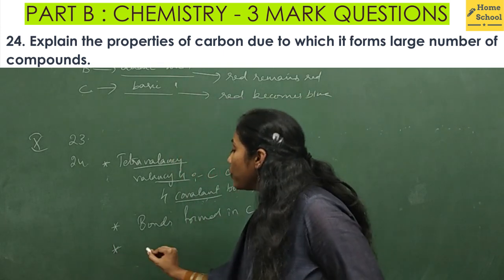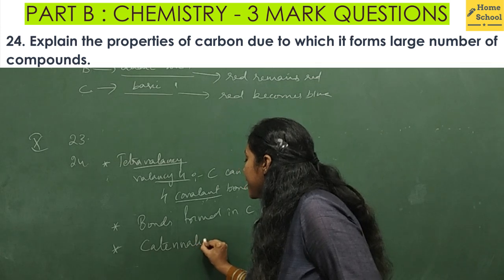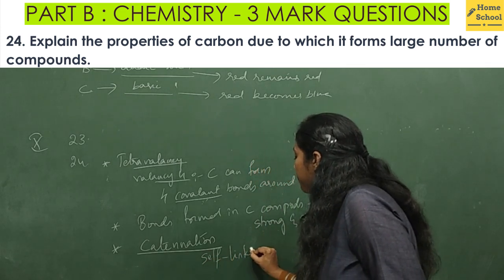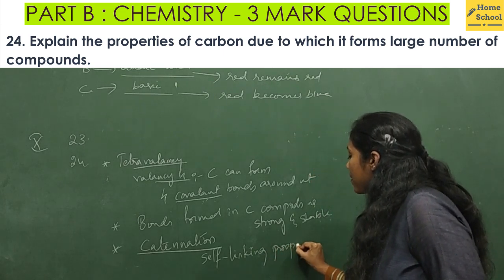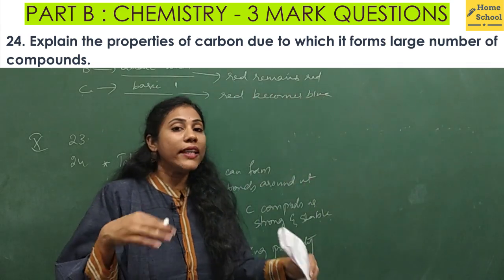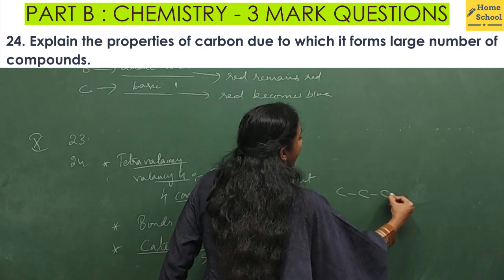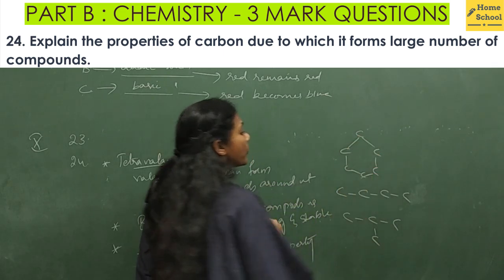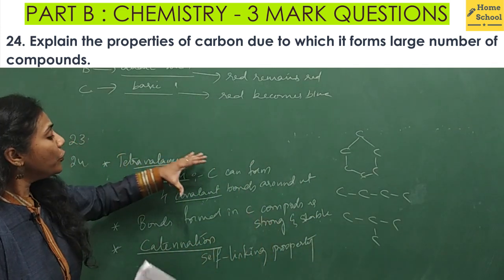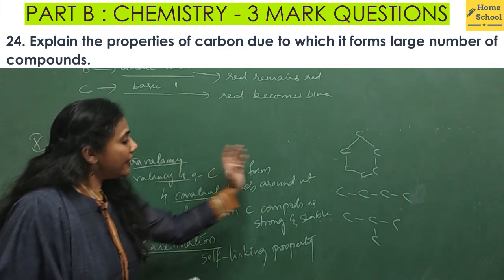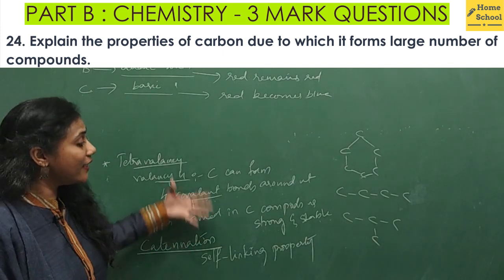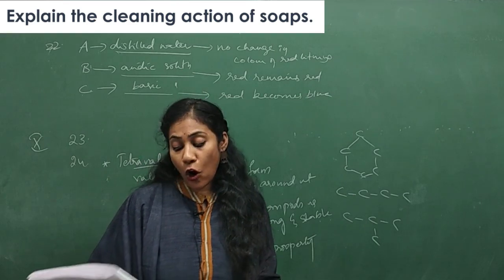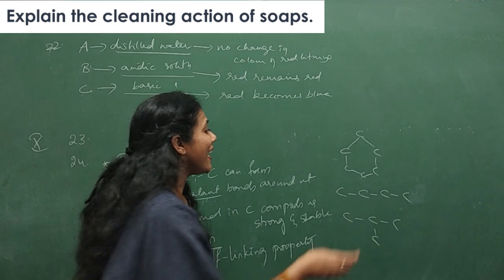And the last point, a very important property of carbon, is catenation. What do you mean by catenation? The self-linking property of carbon is called catenation. It can link with its own type of atom to form long chains, or branched chains, or ringed structures. Since it is asked for 3 marks, you have to explain each and every point a little elaborately. I have shown it in a shortcut way, but you have to explain further with 2 to 3 sentences for every property.